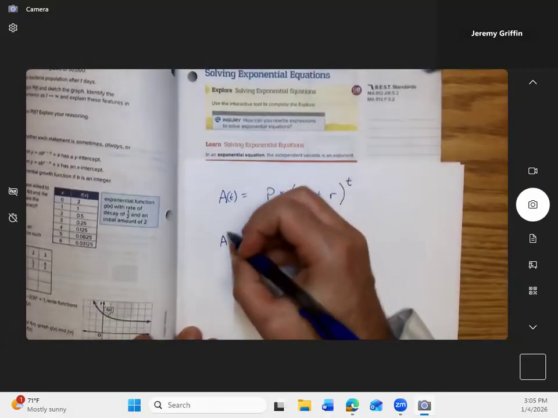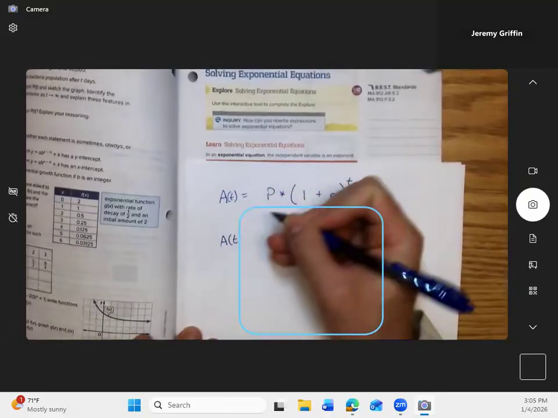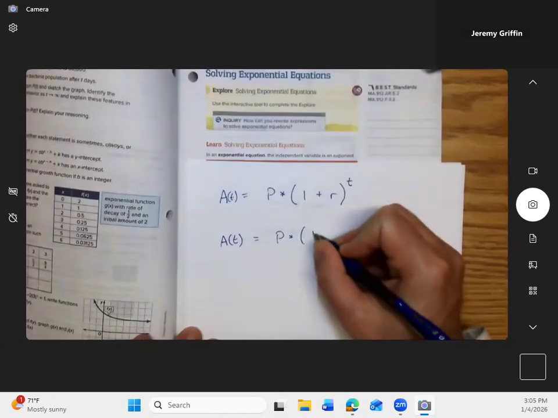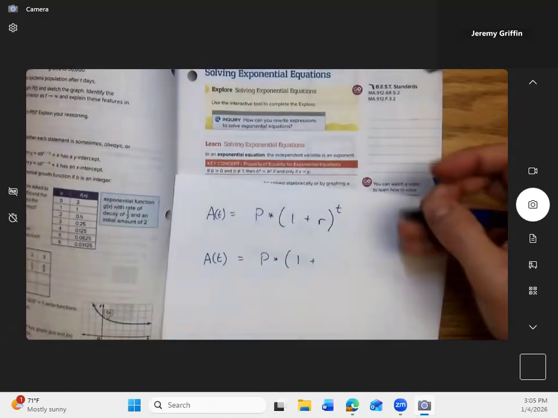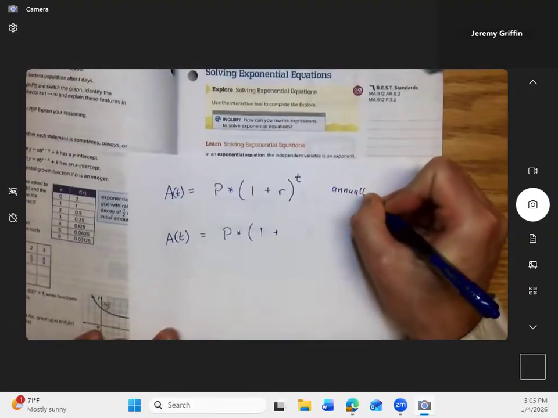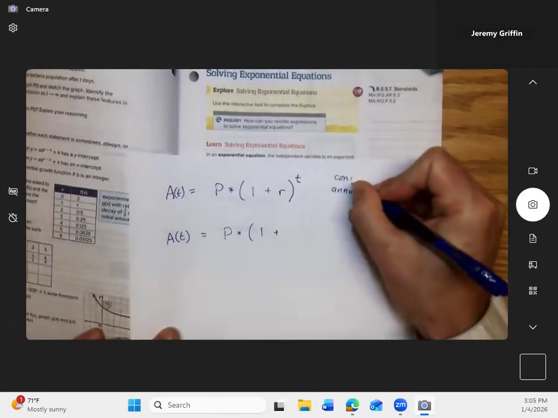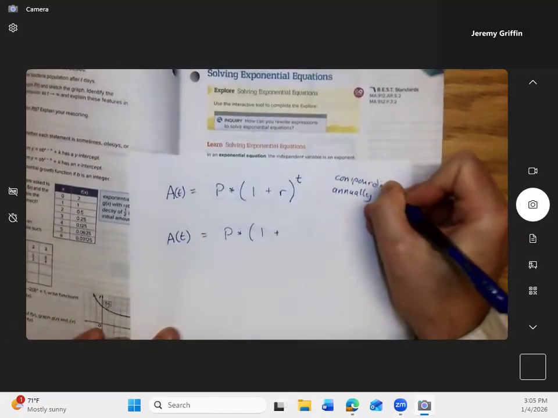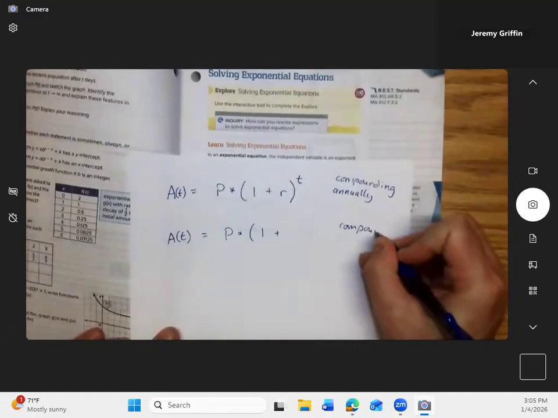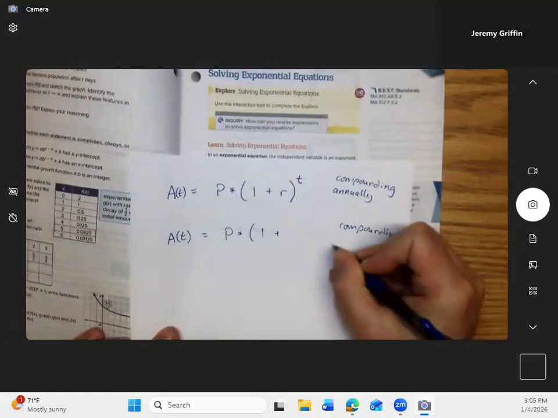So maybe the amount that you have if you're accumulating interest as a function of time would be the principal times one plus r. Now, this is if it's compounding annually. Compounding annually. But what if it's compounding monthly?